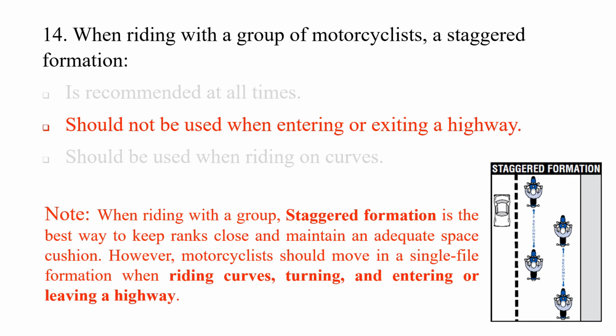The answer is option number 2, should not be used when entering or exiting a highway. Note: when riding with a group, staggered formation is the best way to keep ranks close and maintain an adequate space cushion. However, motorcyclists should move in a single file formation when riding curbs, turning and entering or leaving a highway.